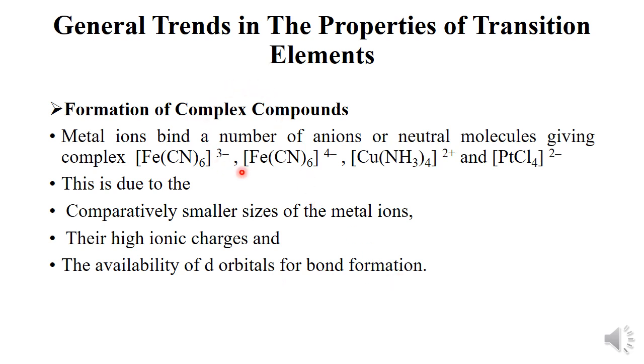क्यों ये इतने ज्यादा compounds बनाते हैं? एक तो जो transition metal ion का size है वो क्या है बेटा, small. Second, due to their high ionic charge, they can show a number of variable oxidation states. They can show oxidation state up to +8 also. So third is the d orbital is available in these elements for bond formation.